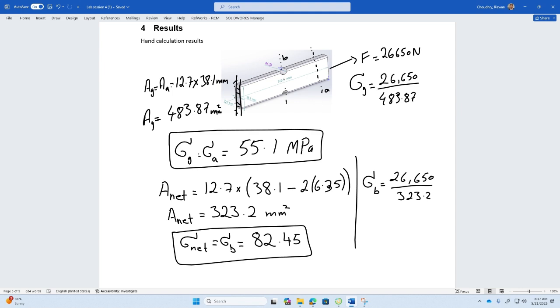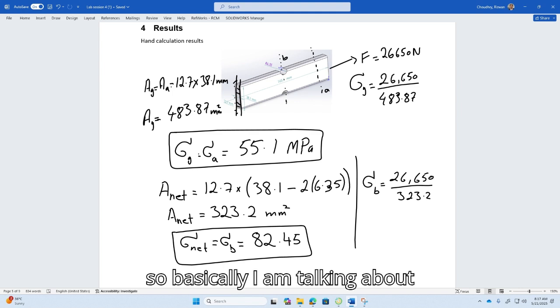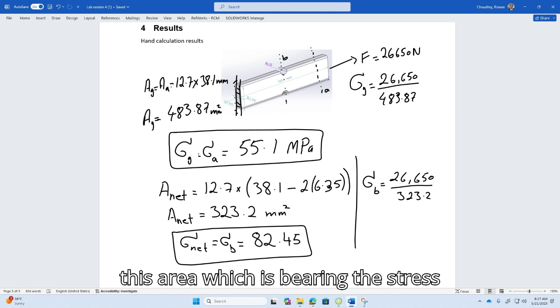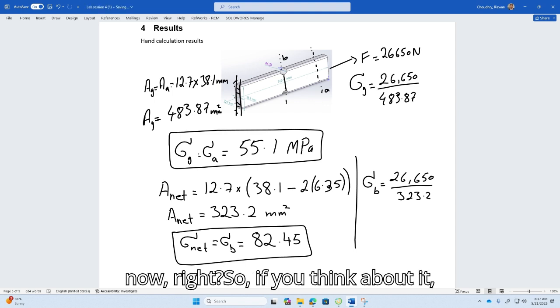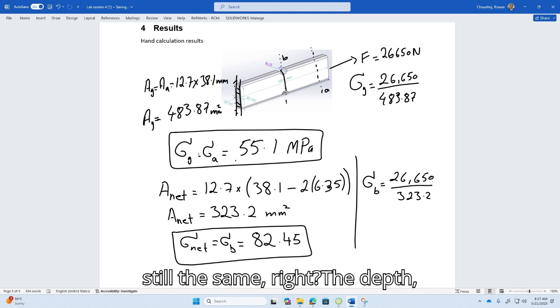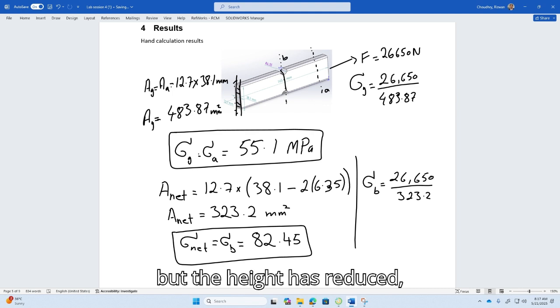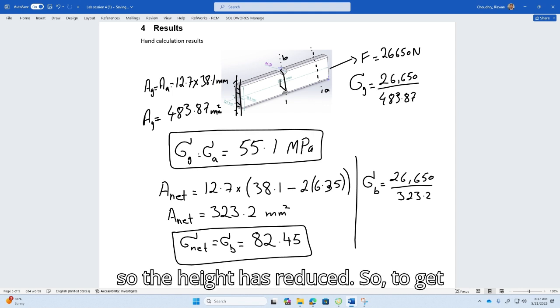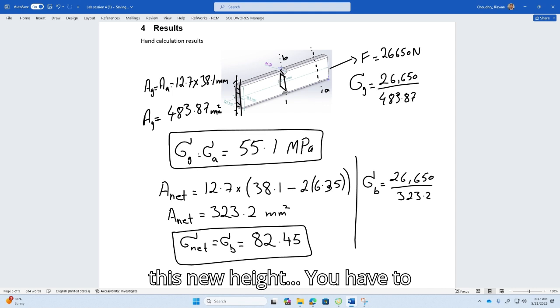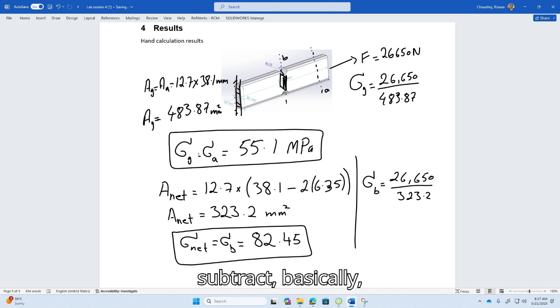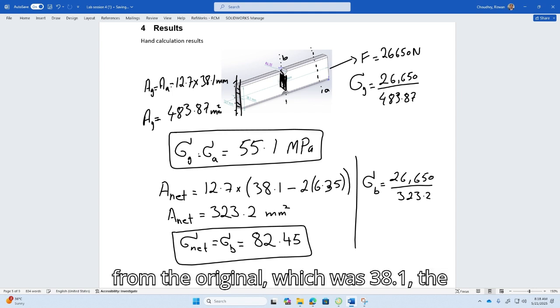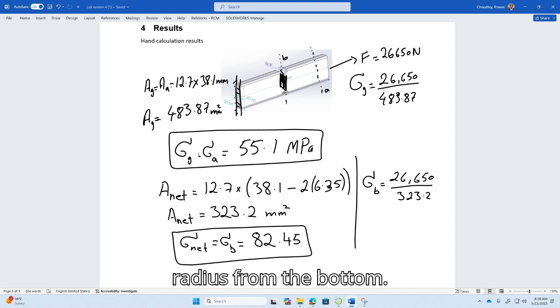Yes. But why did you subtract the radius? It's not even in the contact of 12.7. So basically I'm talking about this area which is bearing the stress now, right? So if you think about it, this width is still the same, 12.7 is still the same, right? The depth, but the height has reduced. Yes. So the height has reduced. So to get this new height, you have to subtract basically from the original, which was 38.1, the notch radius from the top and notch radius from the bottom.